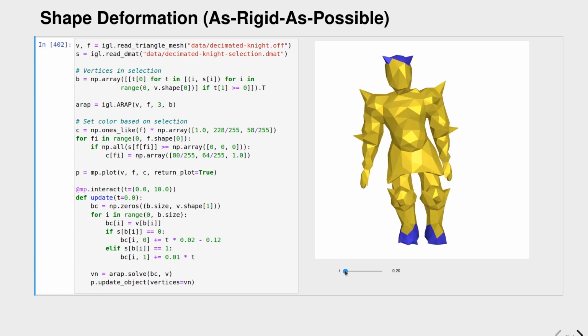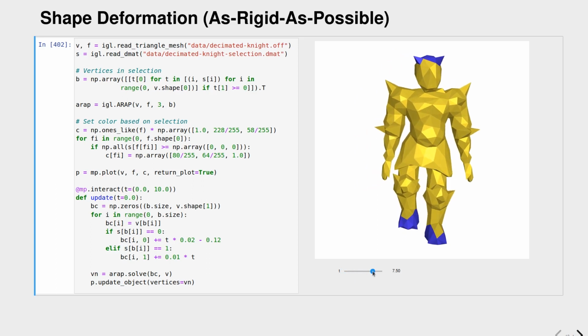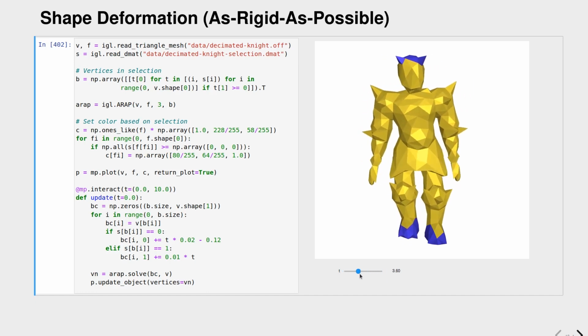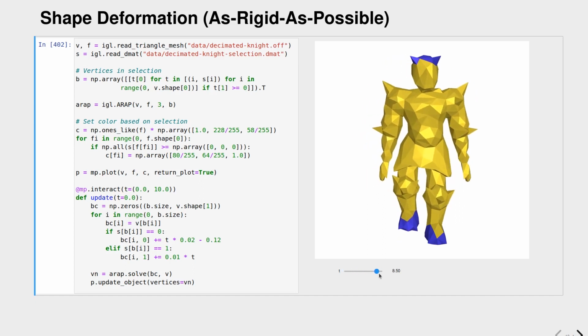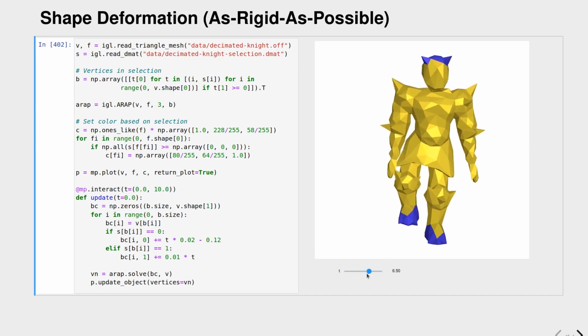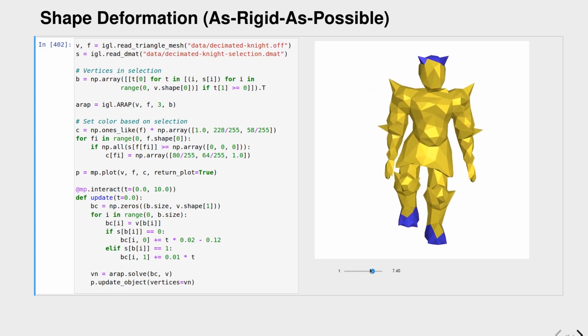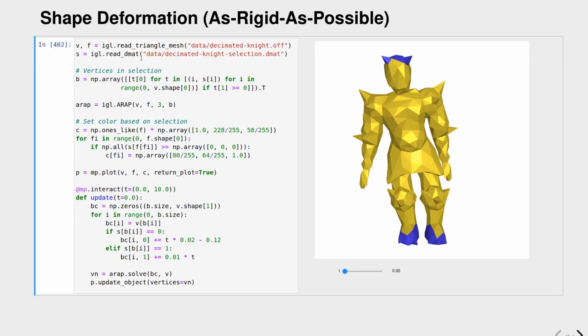So let's run the animation, and we see that the right foot of the knight is moving upwards, the head is moving sidewards, and all yellow vertices are smoothly calculated or interpolated in between. So what is going on here?